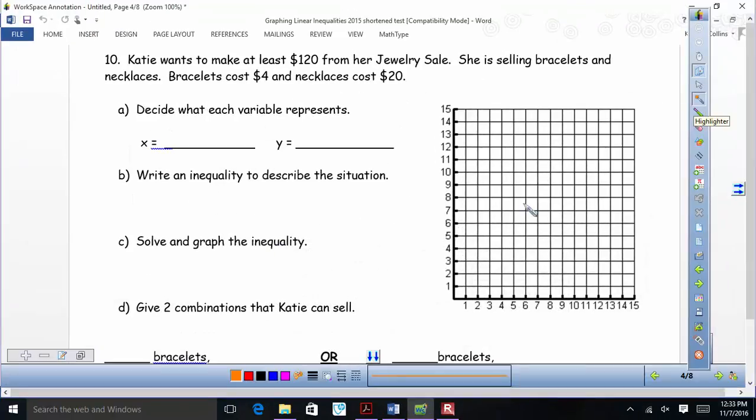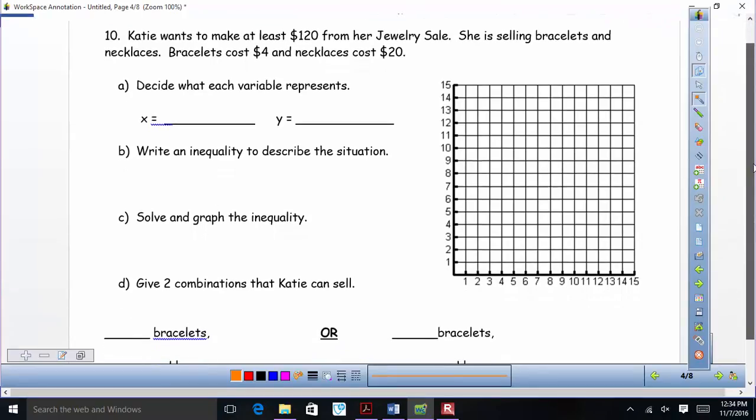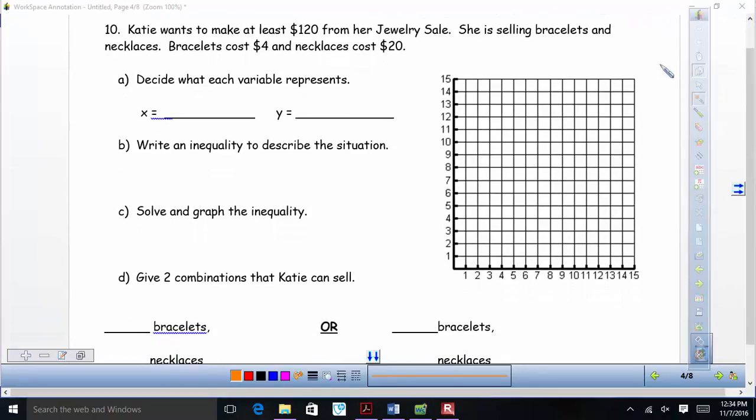Okay, sorry about that. So this one says Katie wants to make at least $120 from her jewelry sale. At least means at the very littlest she wants 120, which means she would love to make more money off of it, but she needs to make at least 120. Put those down. Okay, so this would be greater than or equal to 120.